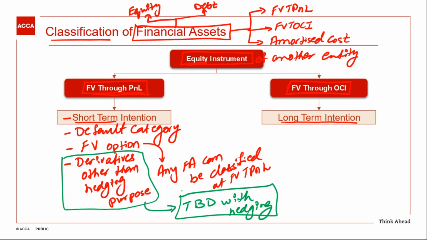So in total, there are four possibilities through which an instrument can be classified in fair value through P&L. Either it may have a short-term intention, or it may be classified because of default category, or it may be classified using the fair value option, or it may be classified if it's a derivative other than the hedging purpose.